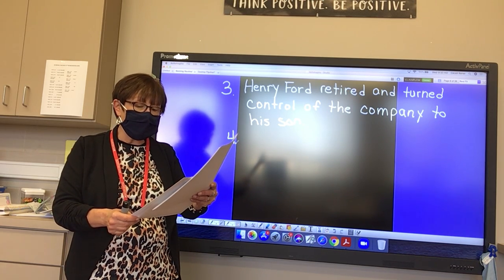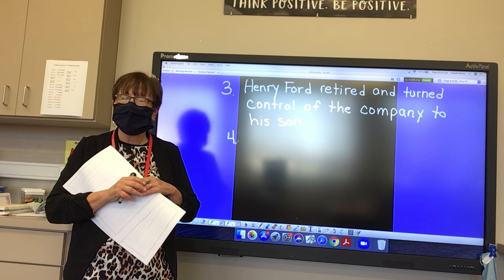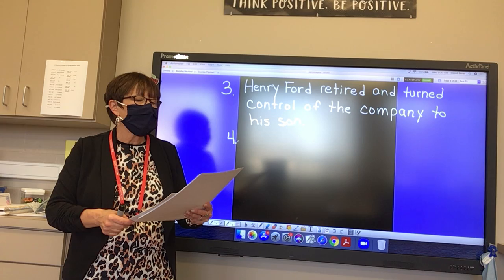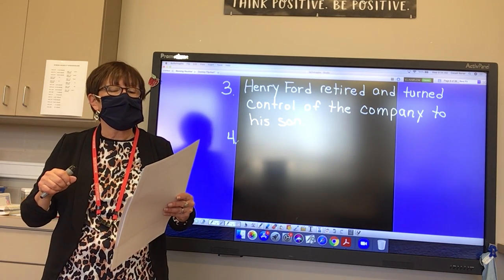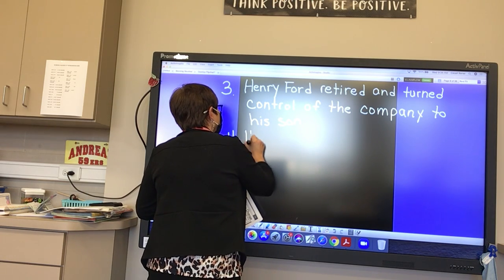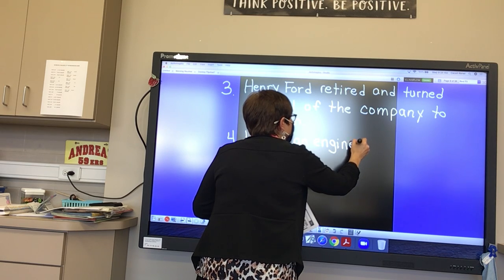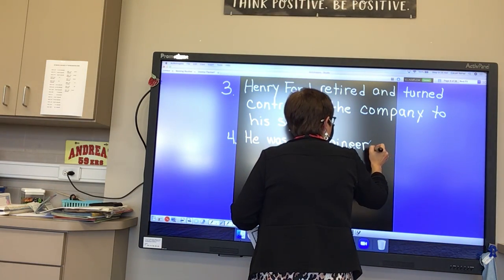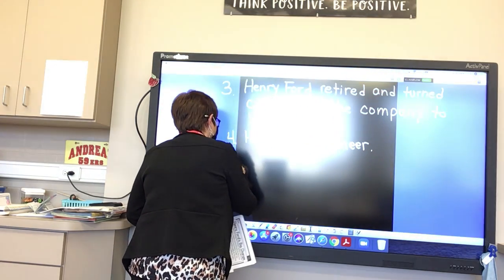Now, what did Ford do before starting the Ford Motor Company? He had a job before this. What was his job? Libby, what was his job? He was an engineer doing what? Designing experimental motors. Yes, he was an engineer. So we'll just say he was an engineer. Should we say he designed experimental motors? No, okay, we'll just say he was an engineer, because we're writing a lot.